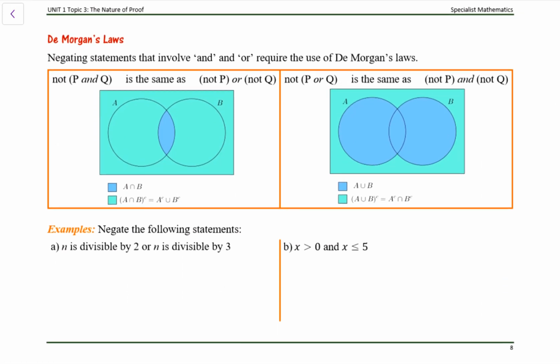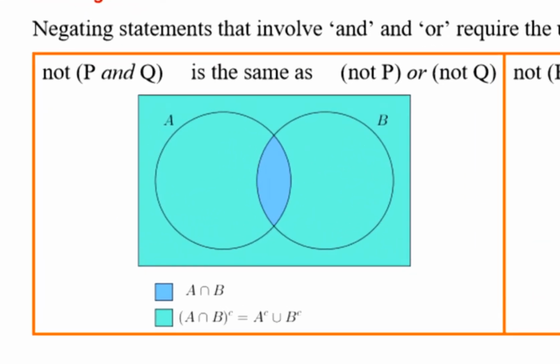Now let's look at De Morgan's laws. Negating statements that involve and or or requires the use of De Morgan's laws. So not (P and Q) is the same as not P or not Q. If you look at the Venn diagram, you can see what I mean. P and Q is the blue, so not (P and Q) is all of the green. That's the same as saying not P or not Q.